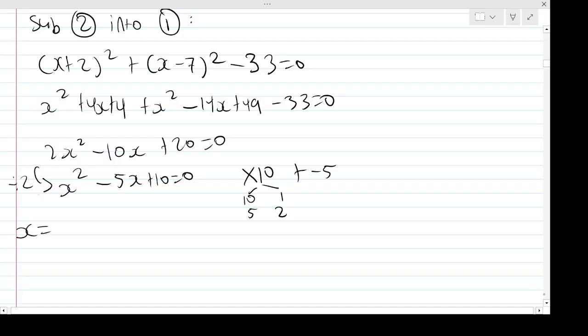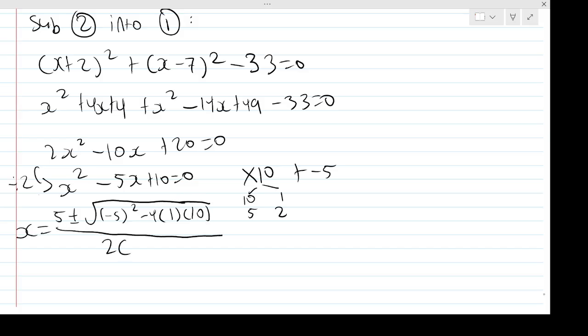So x would be minus negative 5, so plus 5, plus or minus the square root of negative 5 all squared, take away 4 times a, which is 1, times c, which is 10, which are the coefficients of the quadratic, over 2 times 1. And so put that in the calculator. Now, as I was saying just a moment ago, exam tip: I've shown my working by writing down the formula to show how I get my solution. At that point, you don't have to write out the whole formula, the fraction. You can then just use the quadratic equation solve function in your calculator to get the roots quickly. But you've shown your working to the examiner, right?